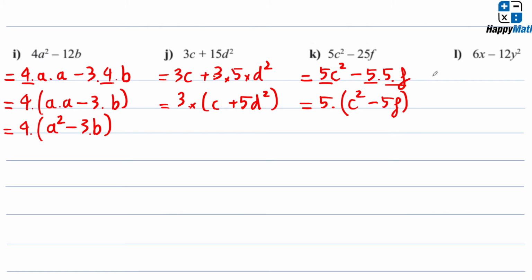Yeah. Question L, 6h and 12y squared. It means 6 multiplied by 2 multiplied by y squared. That's all. Take 6 outside, h here minus 2y squared, like this. Okay, that is L. We're done.